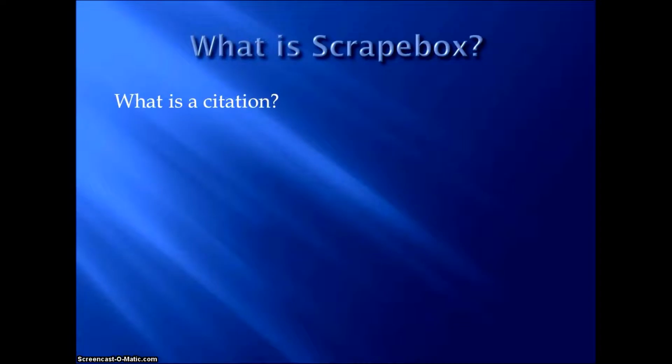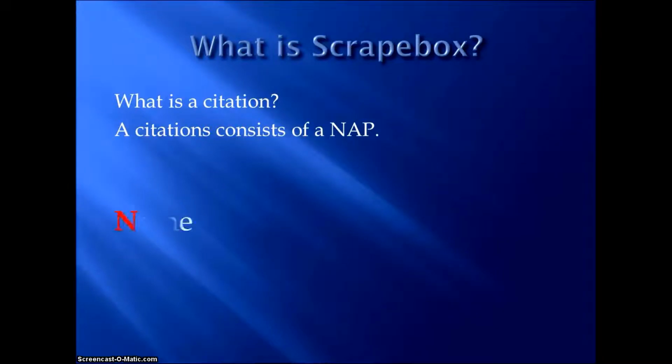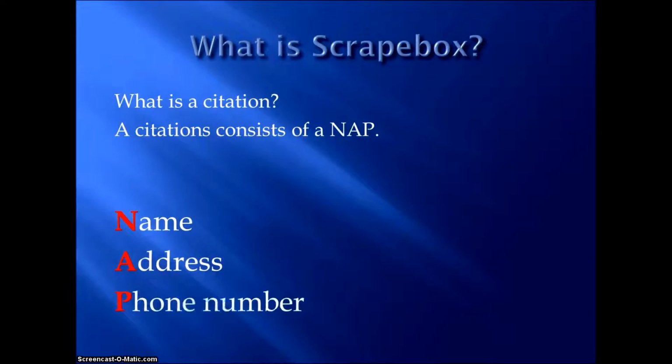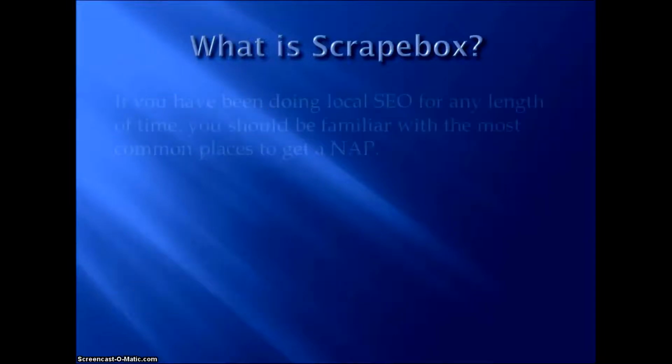Now, what is a citation if you're not familiar with it? Well, a citation consists of a NAP. It's an abbreviation for a name, which is the name of the business, address, which is the physical location or the mailing address of the business, and a phone number. When these three things appear together, that makes up a NAP, which makes up a citation. It's a signal to the search engine that this website should rank for local search terms relevant to its line of work.